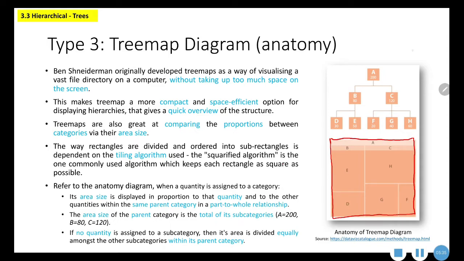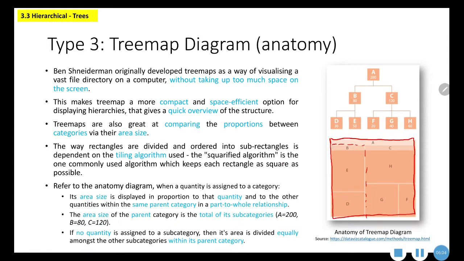Okay, for example, A has children B and C. Total A is 200. B is part of A. B consists of 80 units, whereas C is 120 units. So we can see that the B area is smaller as compared to C. Okay, so this is C and this is B.